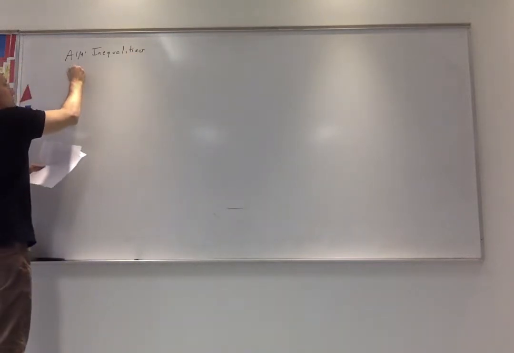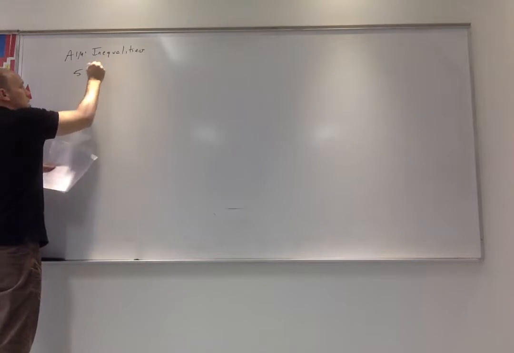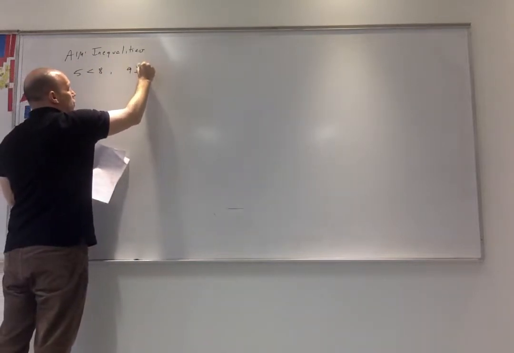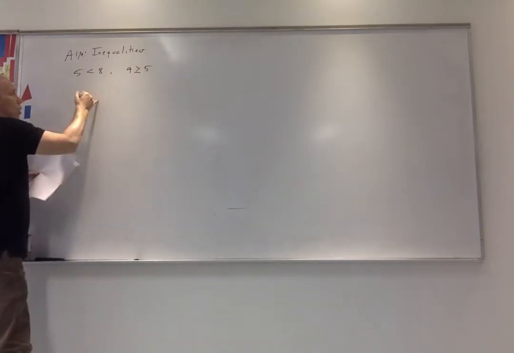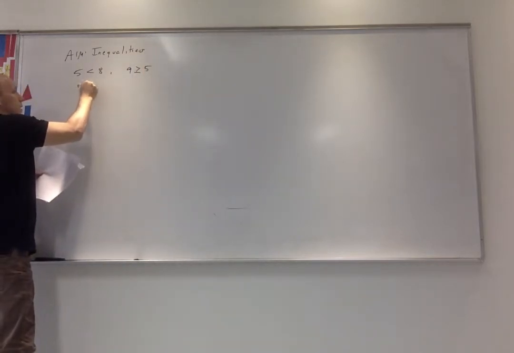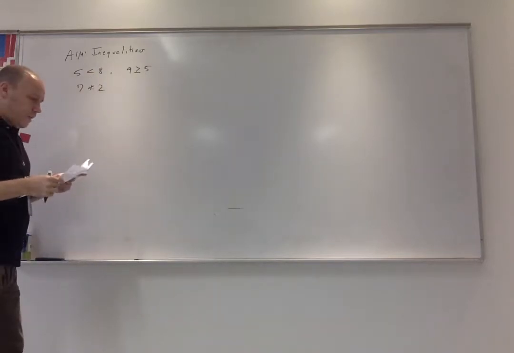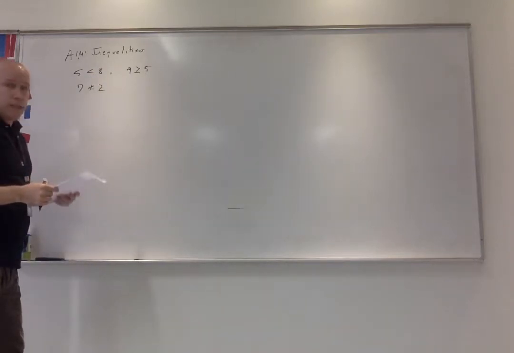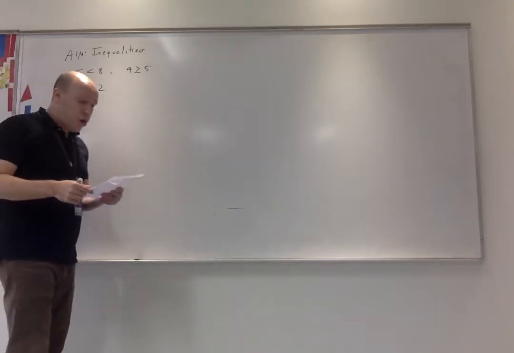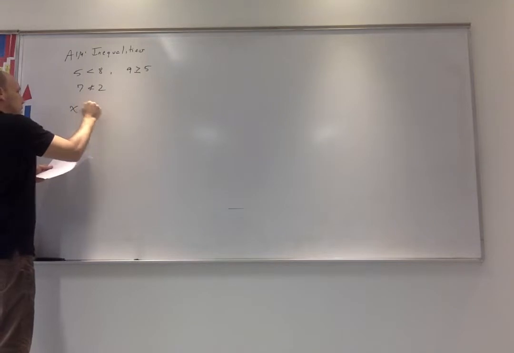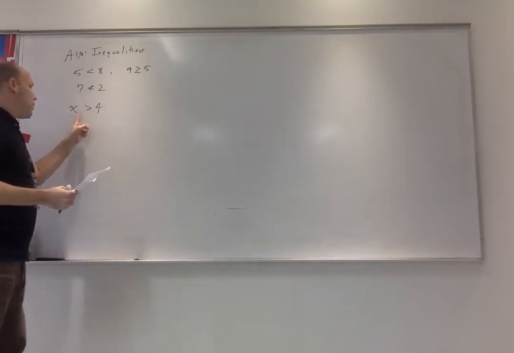So, for example, 5 is less than 8. 9 is greater than or equal to 5. We could also say 7 is not less than 2. So what does it mean? So the idea is, what do these statements mean algebraically? So, for example, if we see this symbol, this means that x is greater than 4.